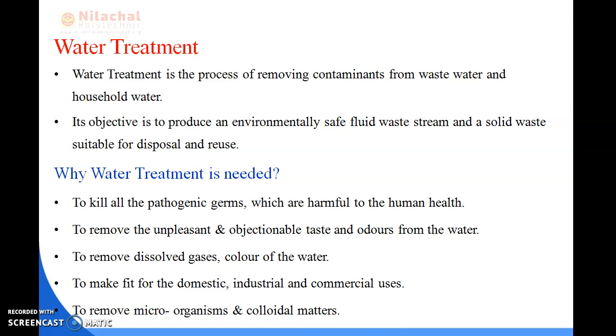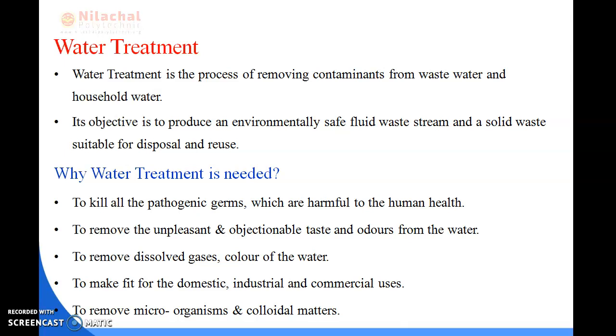So water treatment is a process of removing contaminants from the wastewater and the household water, and mainly the objective of water treatment is to produce an environmentally safe fluid waste stream and a solid waste suitable for disposal and reuse. Okay, so this is known as water treatment. And why is water treatment needed? Why will we do the treatment of the water?